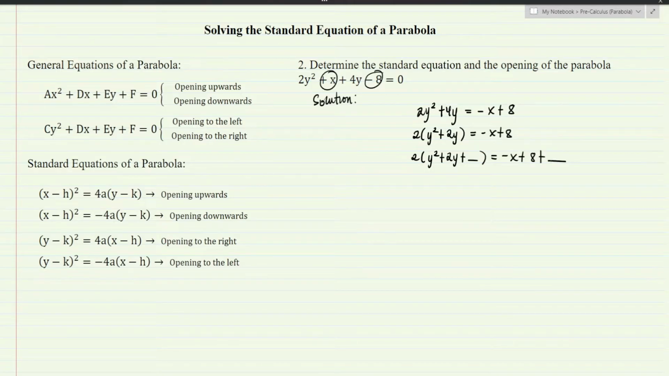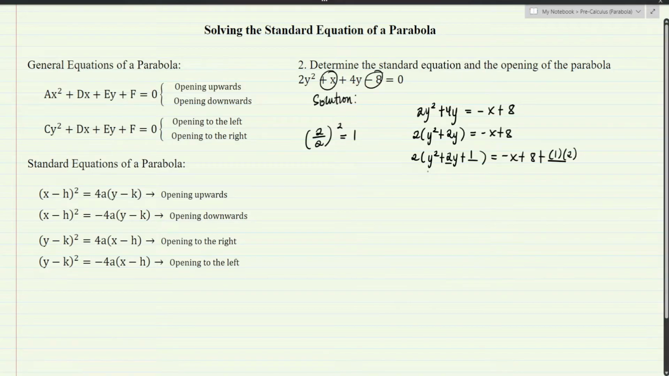Now to determine the constant term, we take this coefficient of the middle term 2, divide it by 2, then square its answer. So that would be equal to 1. So I will place here 1. Now, for the right side, I will place here also 1, but I will have to multiply it by 2, since we have here 2 multiplied to this quadratic expression.